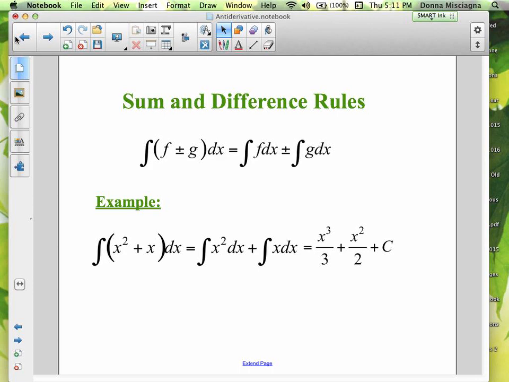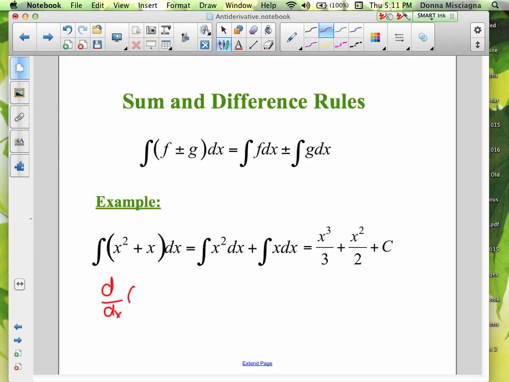So for instance, the integral of x squared plus x dx, I take the integral of x squared dx, plus I take the integral of x dx. Both of these are power rules. Okay? So I'm going to increase the exponent by 1 and divide by that same number. Right? So the integral of x squared is x cubed divided by 3. The integral of x is x squared divided by 2 plus our constant. And we could check ourselves.